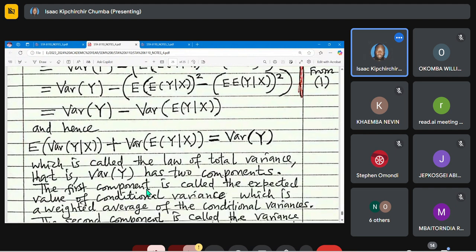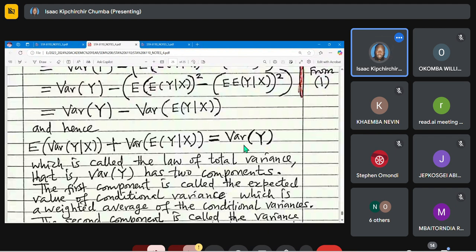This property has a name. It is called the law of total variance. It is actually like saying Var(Y) can be decomposed into two components. That is, Var(Y) has two components.